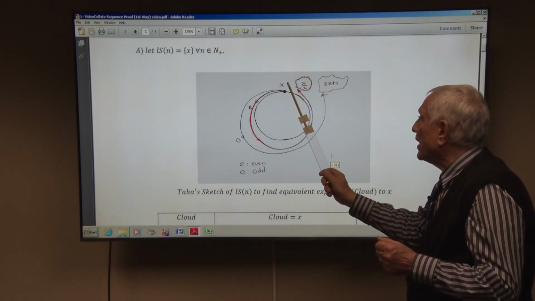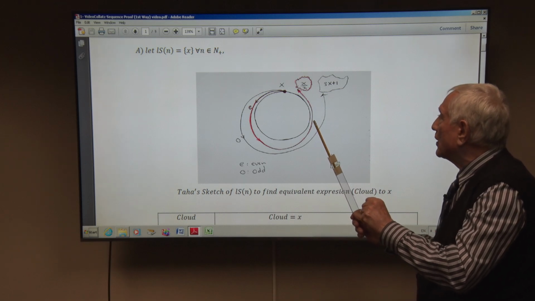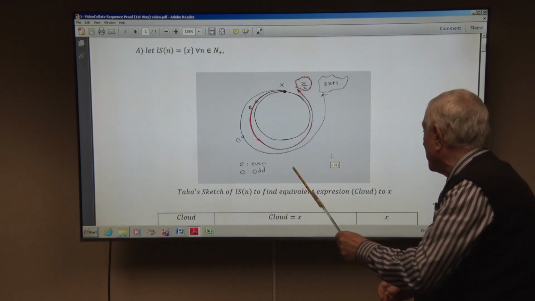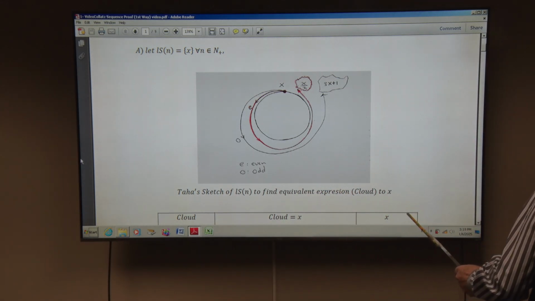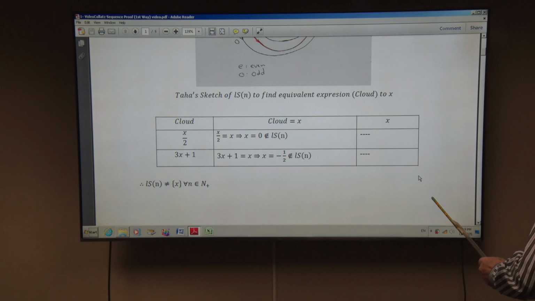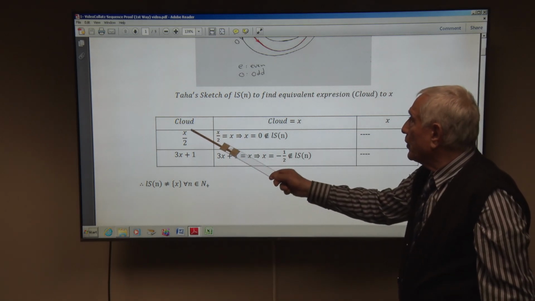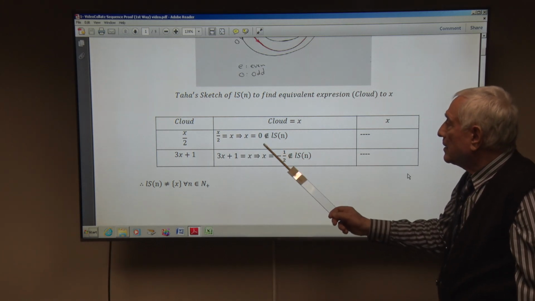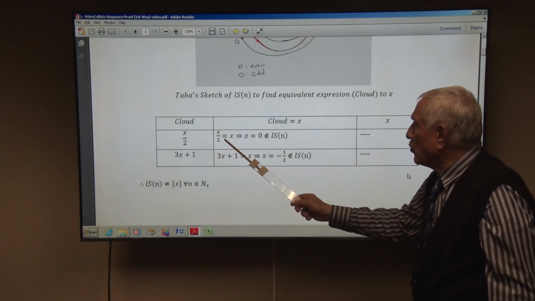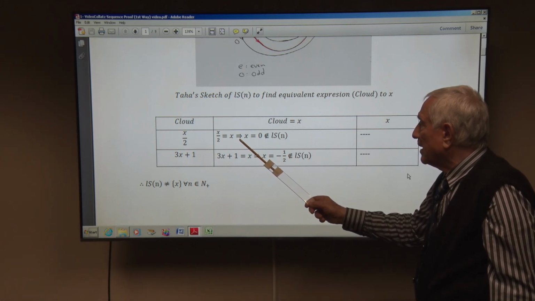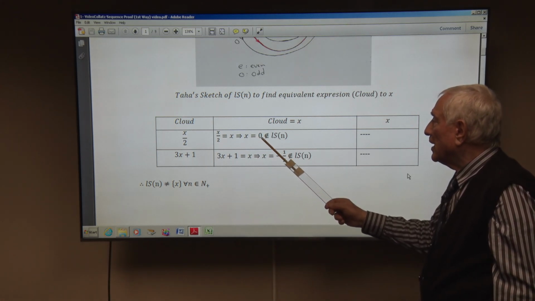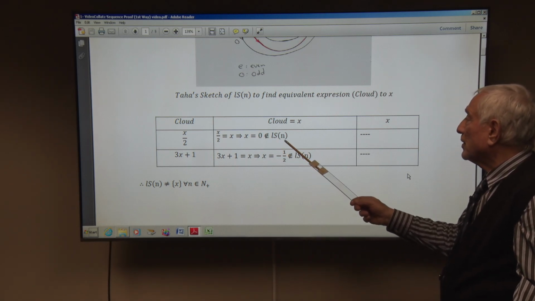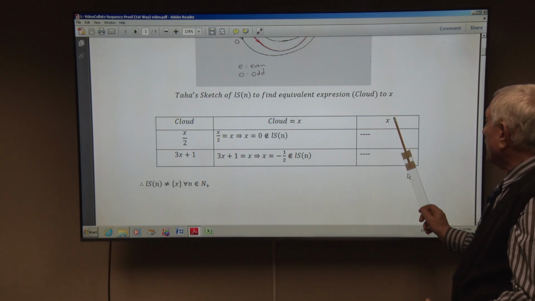x over 2 equals x, and what is the x value? And 3x plus 1 equals x, and what is the x value? I made a little table here in order to solve the equations. We had 2 clouds. The first cloud equal to x implies that x is 0. And 0 is not a positive natural number. That means 0 is not in the loop, so there is no value for x.